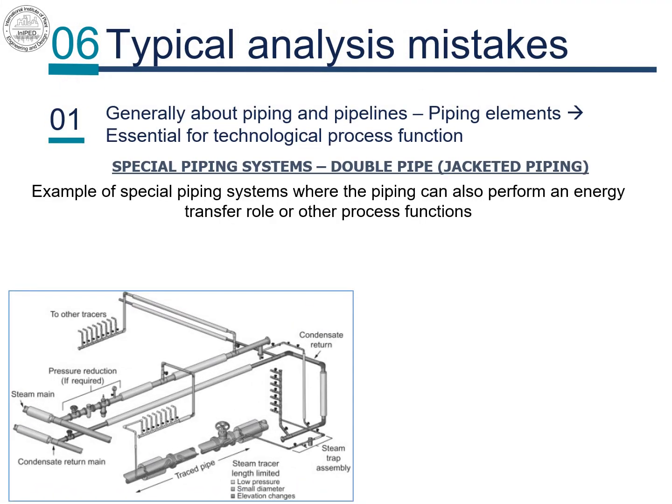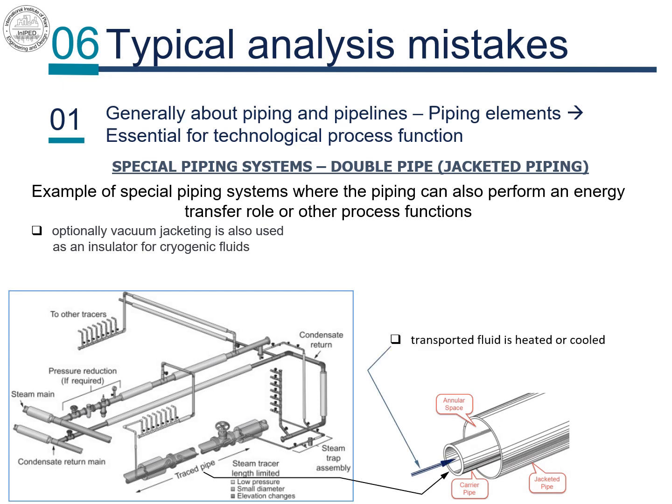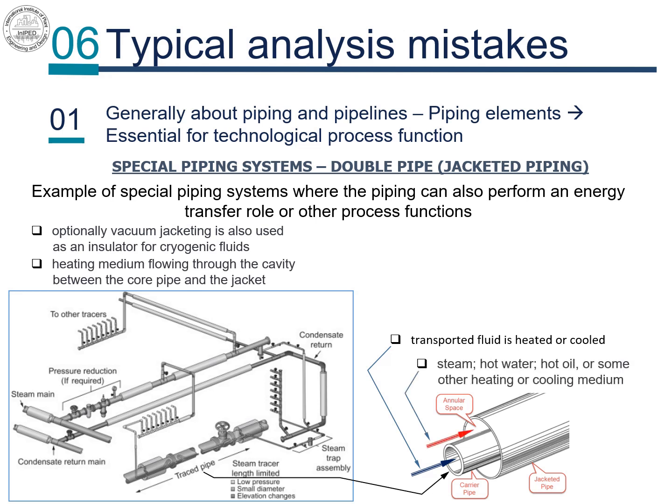Example of special piping systems where the piping can also perform an energy transfer role or other process functions. Can be used in various industrial processes where it is necessary that the transport of fluid is carried out at the predefined temperature. Optionally, vacuum jacketing is also used as an insulator for cryogenic fluids. Transported fluid is heated or cooled with another fluid, flowing around the inner pipe and through a heat transfer process maintaining the technologically predefined temperature. Heating medium flowing through the cavity between the core pipe and the jacket can be steam, hot water, hot oil, or some other heating medium.